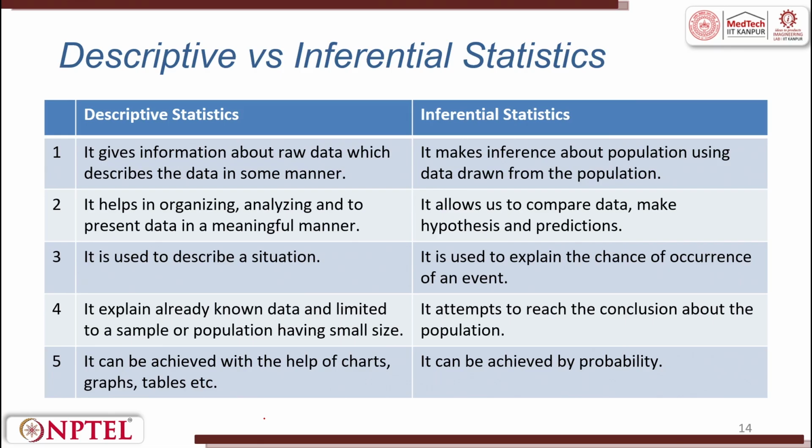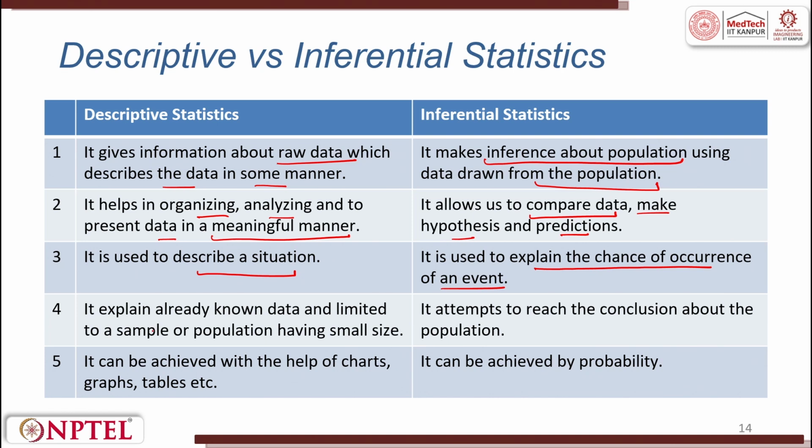Descriptive statistics gives information about raw data, which describes the data in some manner. Inferential statistics makes inferences about the population using data drawn from the population. Descriptive statistics helps in organizing, analyzing and presenting the data in a meaningful manner. On the other hand, inferential statistics helps us to compare the data and make hypotheses and predictions based upon the data. Descriptive statistics is used to describe a situation only. However, inferential statistics helps us to explain the chance of occurrence of an event.